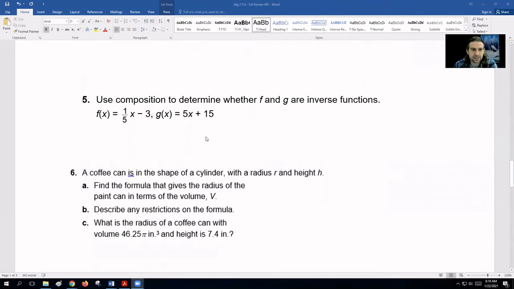All right. Next, use the composition to determine whether f and g are inverses. If we remember, if we take one function and plug it into the other, if they are inverses, we should just get x by itself. It doesn't matter which one we plug into, either one. I'm just going to take this fraction and plug it into there. So 5 times 1/5 x minus 3 plus 15. If we get an x, they are. So if we distribute, 5 times 1/5 is 1x. 5 times -3 is -15. We have our plus 15, and the minus 15 plus 15 just cancel out to equal x. So yes, they are inverses.